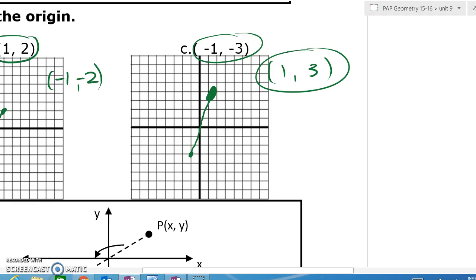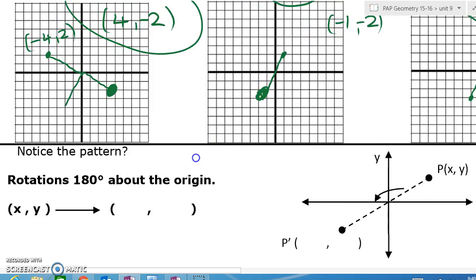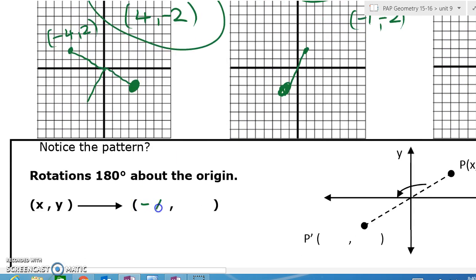So what's the general rule here? Well, if you look at each one of these, what's changing? They're just negating each number. They're leaving the numbers in the same order, and they're just negating them. See how this negative 4 becomes a 4, the 2 becomes a negative 2. So this is just negative x, negative y.